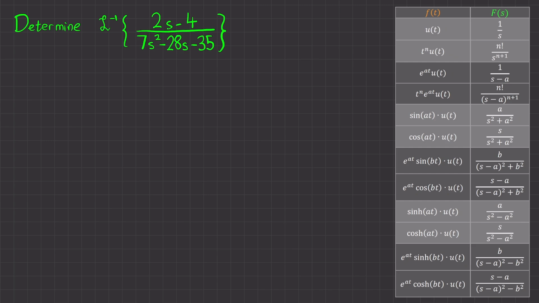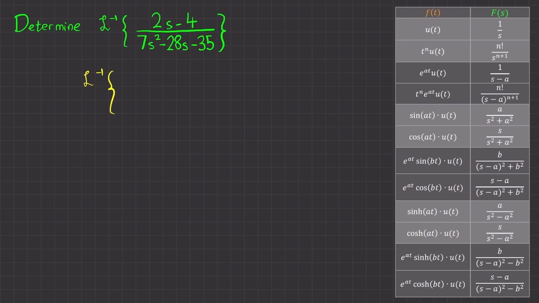Determine the inverse Laplace of this expression. We can see that this doesn't clearly resemble anything from this f of s format. And we have coefficients for this s and this s squared, so we need to eliminate these. For the numerator, we're going to have the inverse Laplace.